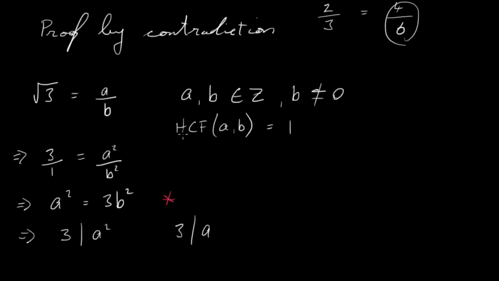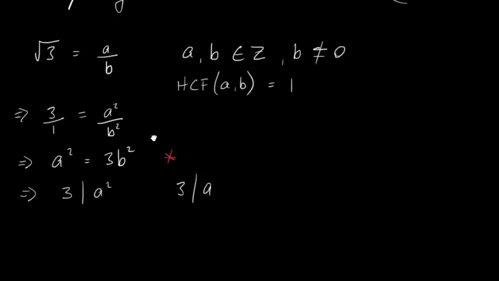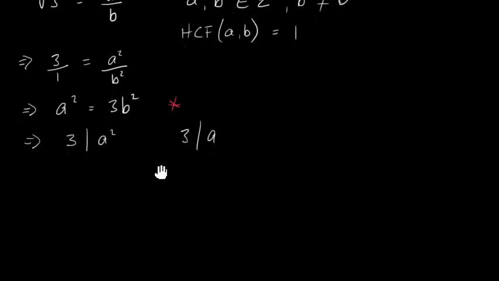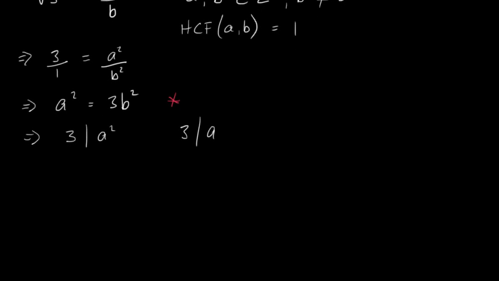We assumed here, remember, that the highest common factor of a and b is 1. We've now shown that a is divisible by 3. We're now going to go on and show that b is also divisible by 3. That's going to contradict this here. That's our proof by contradiction. So we've shown here that 3 divides a. So let's move on to the next step then. Now we're going to show that 3 also divides into b.